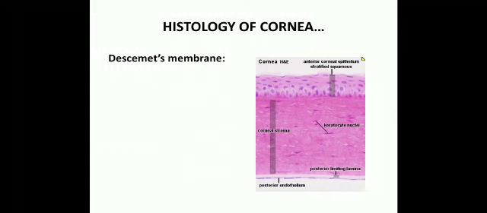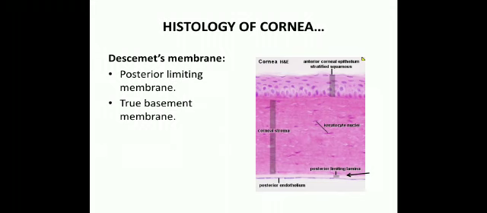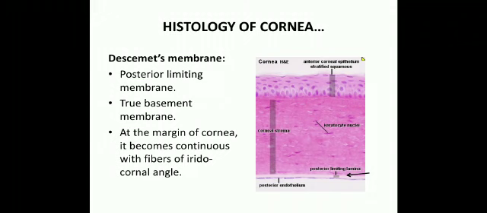Next is Descemet's membrane. Deep to the substantia propria, there is a thin homogeneous layer called the posterior limiting membrane or lamina. This is actually the true basement membrane. At the margin of the cornea, it becomes continuous with the fibers of the iridocorneal angle. So, the spaces between the fibers of the network are called the spaces of the iridocorneal angle.